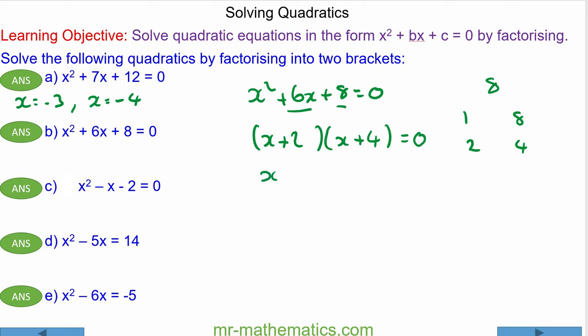So x plus 2 must equal 0, so x is equal to negative 2. And x plus 4 must make 0, so x will equal negative 4.